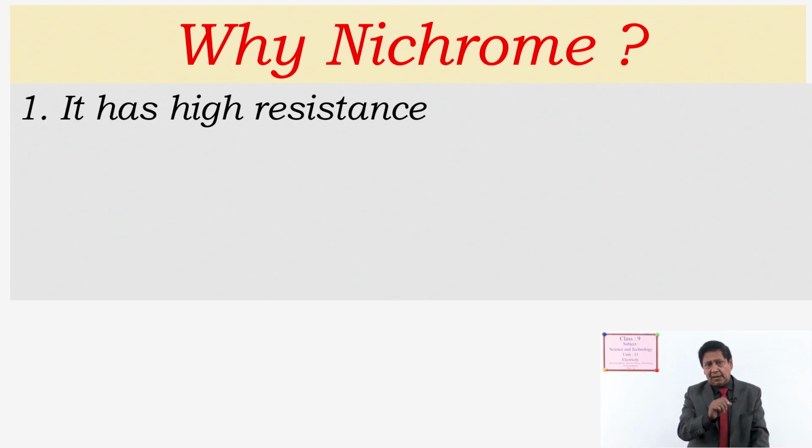Number one, it has high resistance. Why do we need high resistance? Because we want to convert electrical energy into heat energy to use for a certain purpose. And a high resistance wire is needed, otherwise electrical energy cannot be converted into heat energy. If a substance has high resistance and current is made to flow through it, then it becomes hot and we will get heat energy. That's why nichrome has high resistance, so it is used.